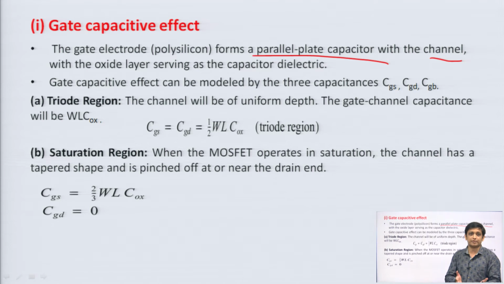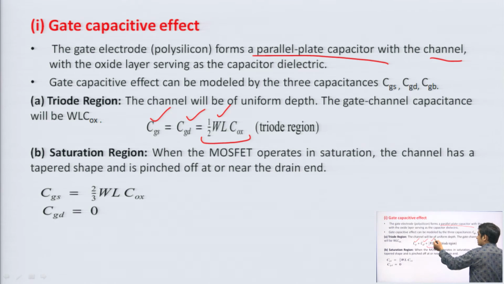So, it forms a capacitor. We have not connected any capacitor internally to the device, but it forms the capacitor, that is your internal capacitor, fine. So, this value of gate to source and gate to drain in triode region is 1 by 2 W into L into COX. W is the width of the channel, L is the length of the channel, COX is the oxide capacitance.